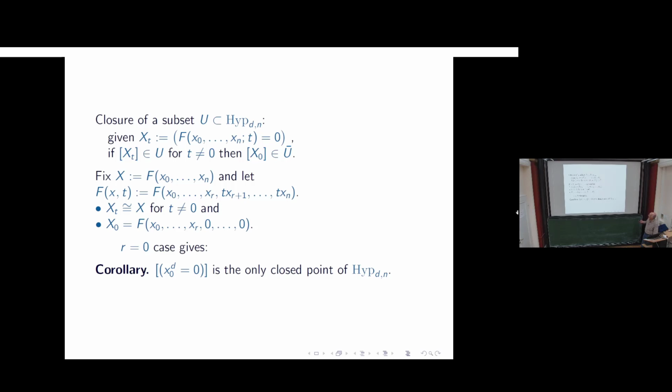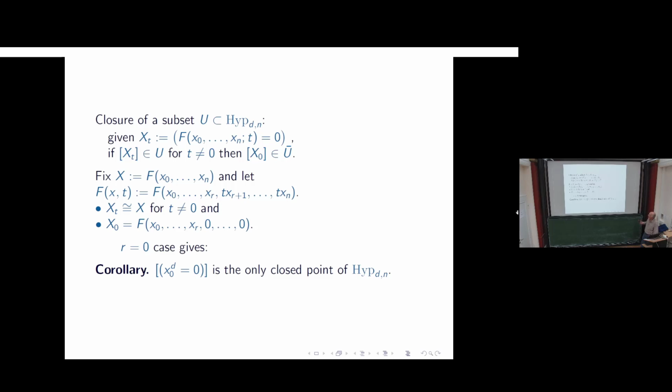Let's start with sort of a generic hypersurface, and then I just have the transformation: I multiply the last few coordinates by t. Now, as long as t is non-zero, there's just a linear coordinate change. So that means for t non-zero, these are all isomorphic to each other. But when t is 0, then I get this. And so that means that this hypersurface is contained in the closure of the point given by this hypersurface. So that means this is a non-closed point.